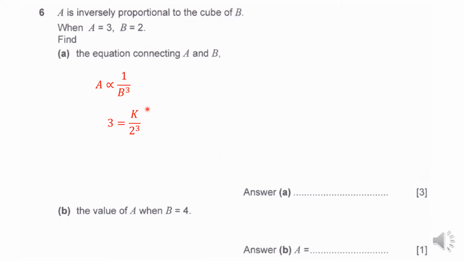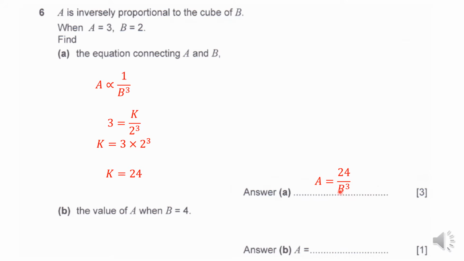Right, so we use the letter K here to represent that constant, and I'm inserting into the equation the value of a is 3 and my b is 2. So I'm going to find the value of K. Well, 2 cubed is 8, and when you cross multiply, 8 times 3 is 24. So now my constant of variation is 24, which means the general formula connecting a and b is a equals 24 over b cubed.